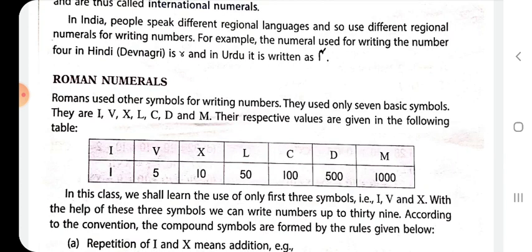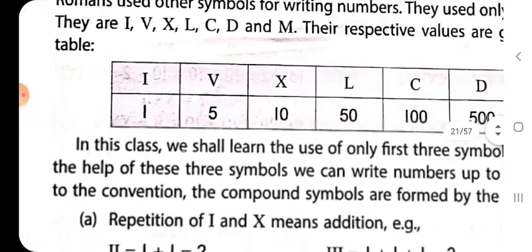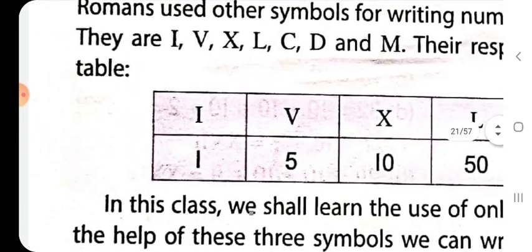Here are the 7 symbols: I is equal to 1, V is equal to 5, X is equal to 10, L is equal to 50, C is equal to 100, D is equal to 500, and M is equal to 1000. But in detail we are having only the first three, I, V and X. So I stands for 1, V stands for 5 and X stands for 10.